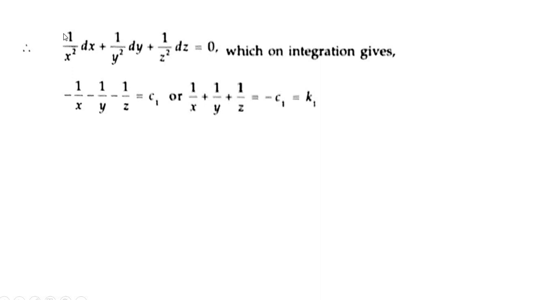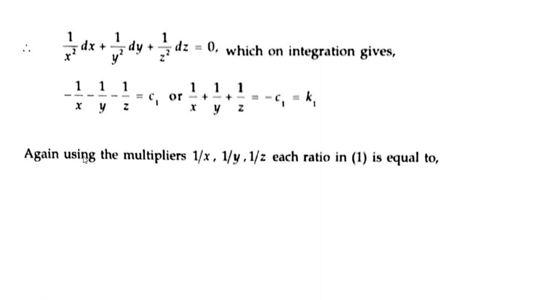So on integration, the integral of 1 by x is log x, but the integration of 1 by x square is minus 1 by x. Similarly, integration of 1 by y square is minus 1 by y, and integration of 1 by z square is minus 1 by z. Take all the terms to the LHS, so you get 1 by x plus 1 by y plus 1 by z equal to minus C1. So let me consider this is however a constant, so let me consider minus C1 to be equal to K1. Okay, so that is also a constant. So what am I supposed to do next? Next I have to choose another multiplier, right? So I have to cancel the denominator.